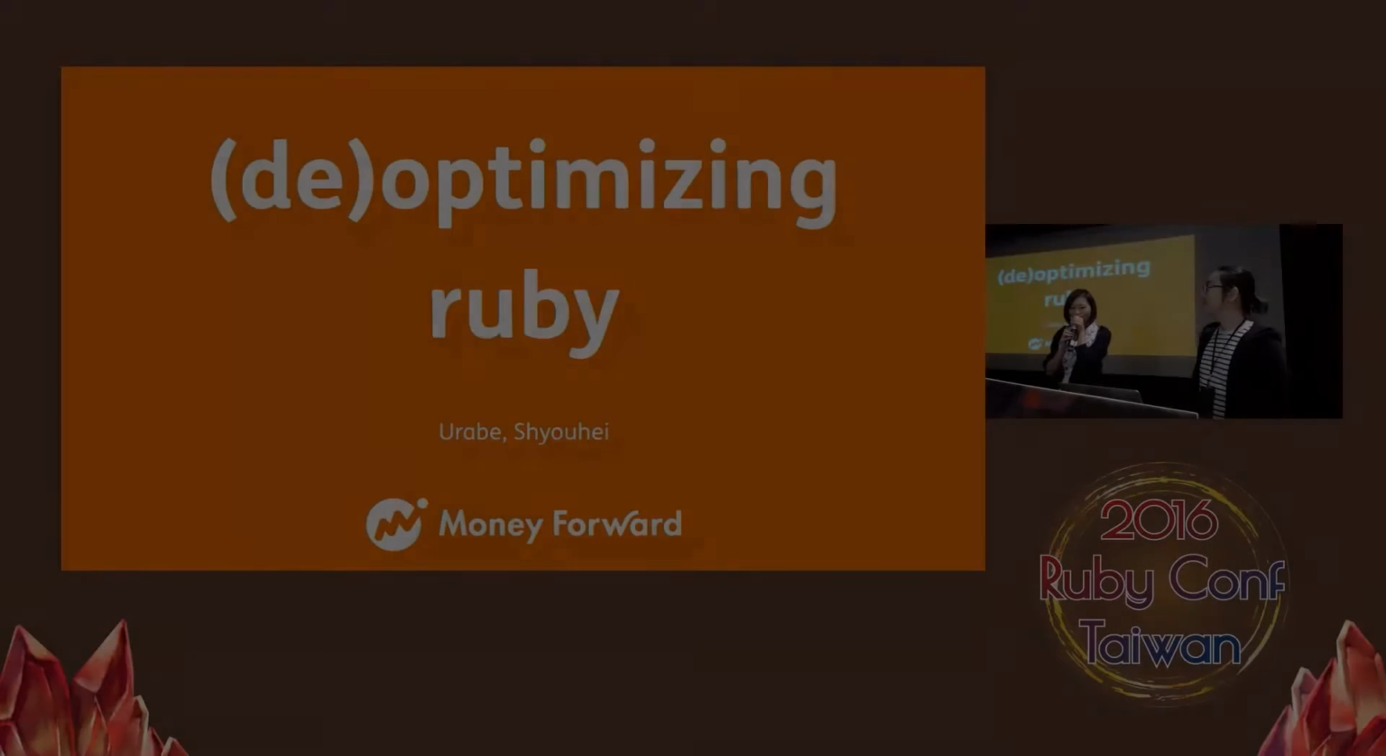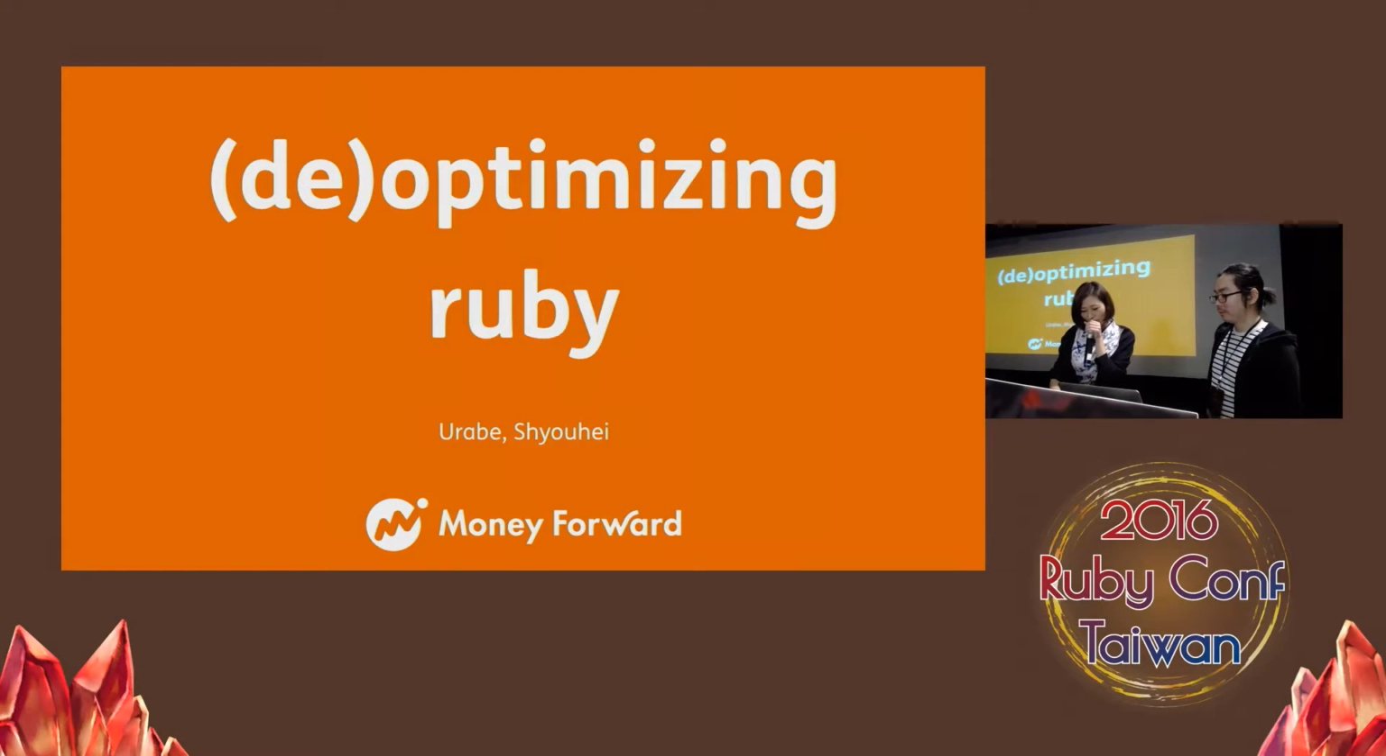Okay, let's start our next section. And we're going to talk about optimizing Ruby code.